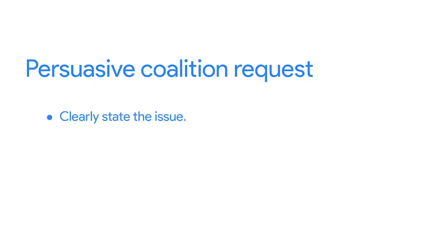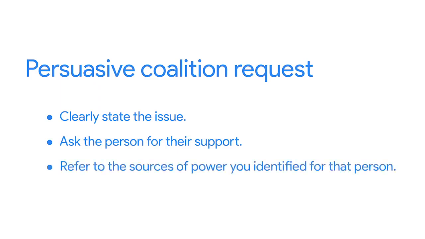Once you've decided who's a good fit for your coalition, reach out to them and ask for their support. A good way to do this is through a well-crafted email, but you could also ask in person or with a phone call, whichever method you think is most appropriate. When you make your request, clearly state the issue you're attempting to resolve. Explain which aspect of the project is being negotiated. Then, ask if they might consider supporting your position or solution and state what that is. And of course, refer to that person's sources of power or interest you identified.